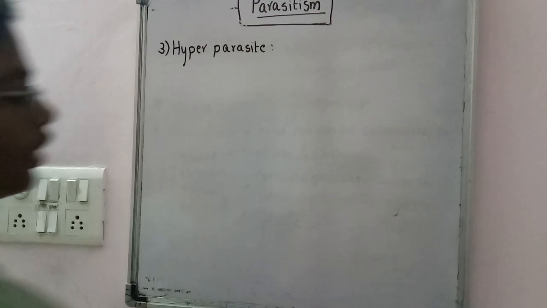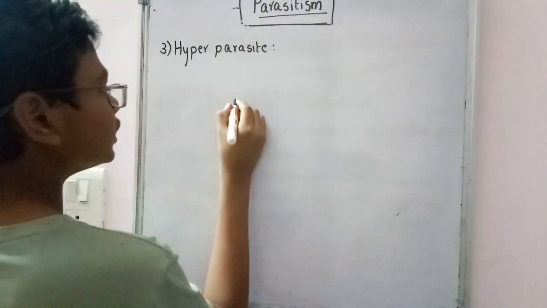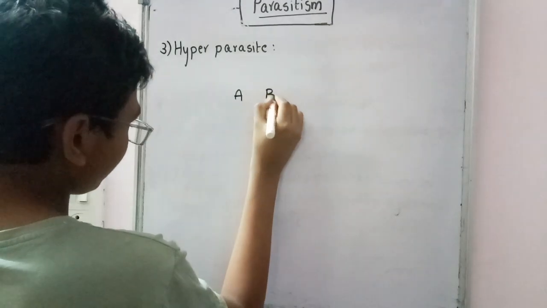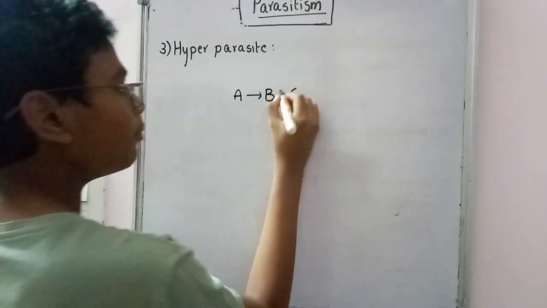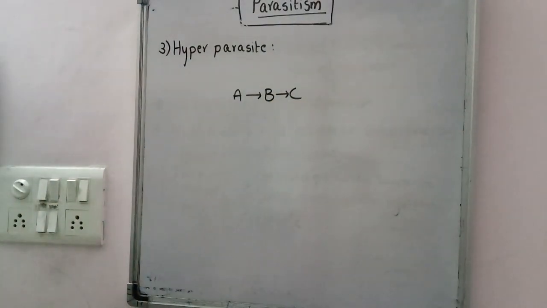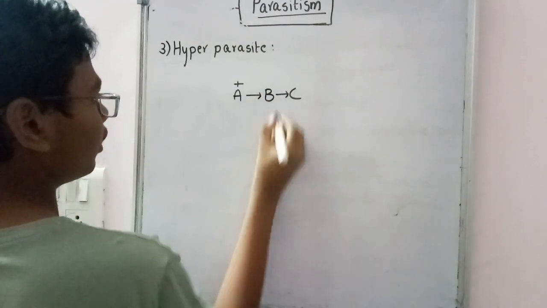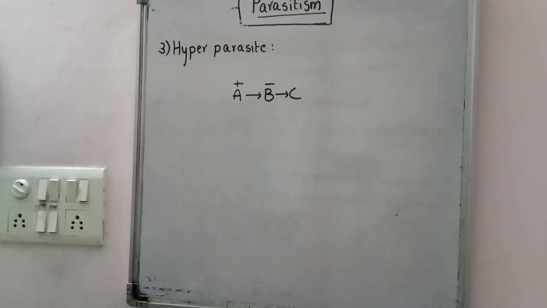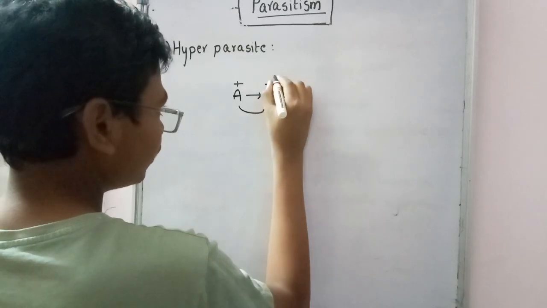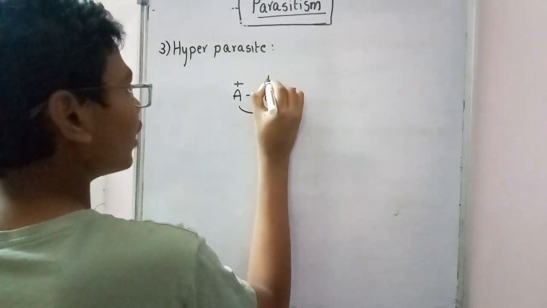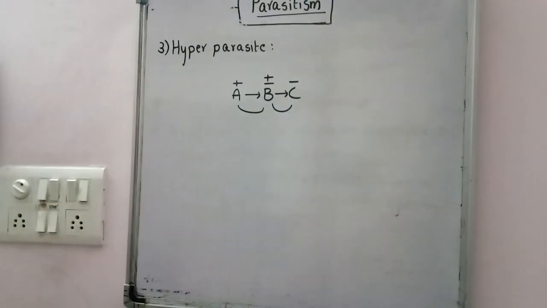A hyperparasite is a parasite which lives its life on another parasite. Means we'll take three organisms, which is A, B, and C. Here A is dependent on B and B is dependent on C for their living. So here A is getting benefited and B is getting harmed. In these two relationships, A is getting benefited and B is getting harmed. When you see the next two, B is getting benefited and C is getting harmed.